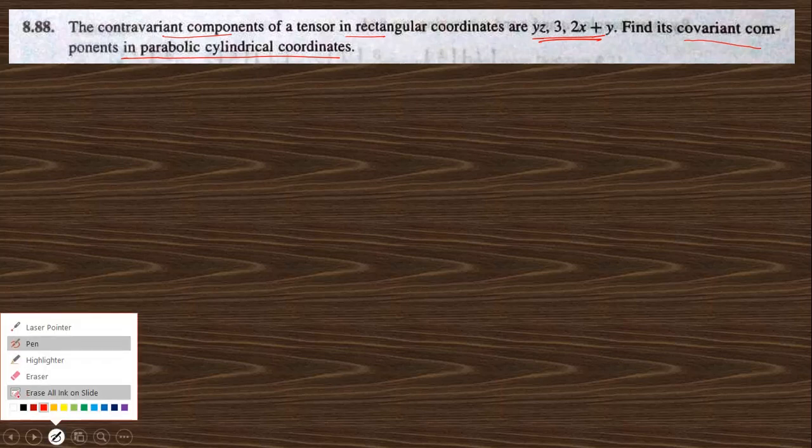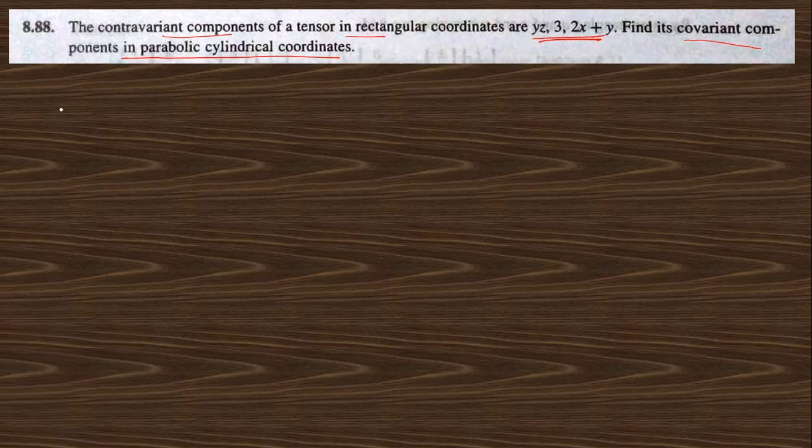So here the contravariant components of this tensor are a1 is yz, a2 equals 3, and a3 equals 2x plus y. This is the contravariant component of the tensor in this coordinate system.